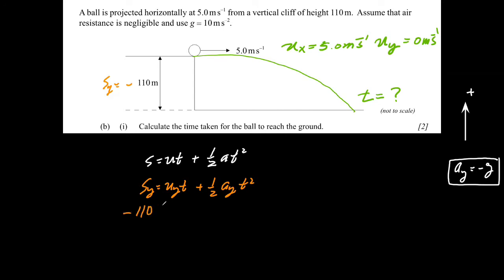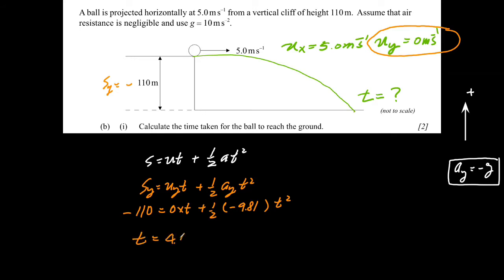Minus 110 equals, initially the ball is traveling horizontally, so the initial velocity in the y component equals 0, 0 times t plus 1 over 2 times minus 9.81 t squared. So if we solve this, t equals 4.69 seconds, approximately 4.7 seconds, to two significant figures.